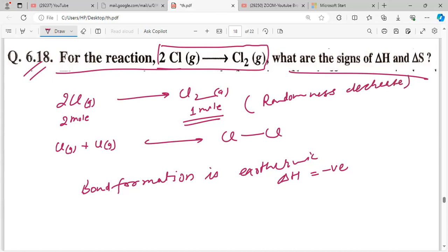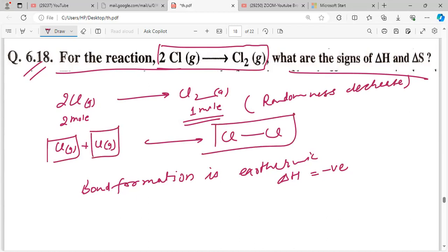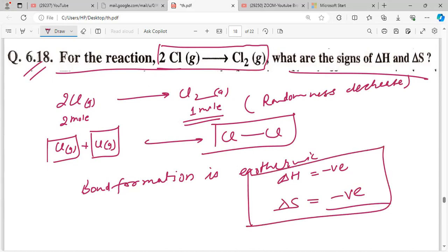Here the bond forms, na? Earlier it is the gas. Atoms are unstable. Atoms are there. Now it becomes a molecule. Molecules are stable. Yes or no? Yes. So randomness decreases. So delta S is negative. Are you getting this? Yes. Okay.